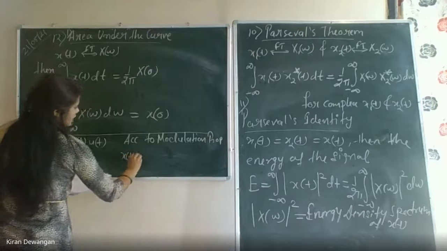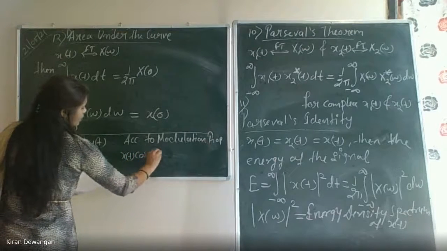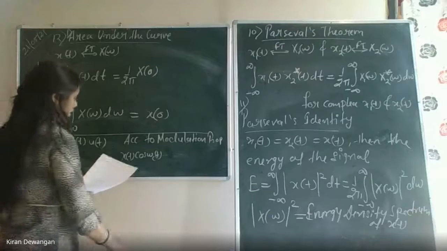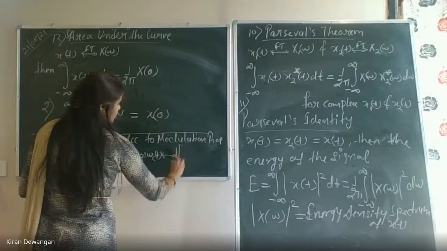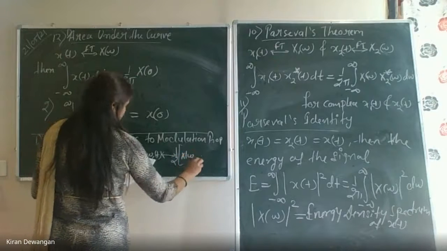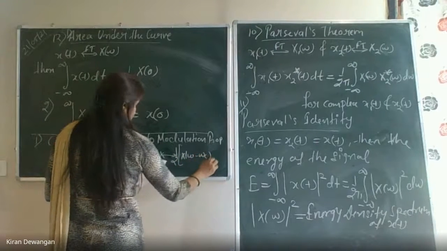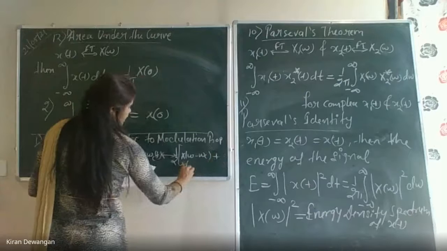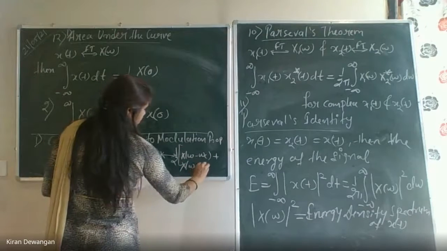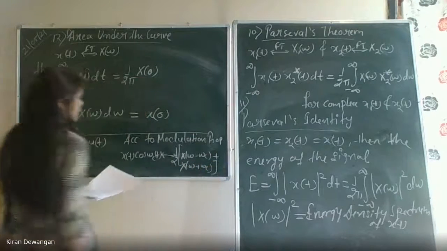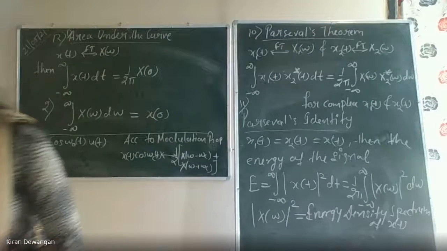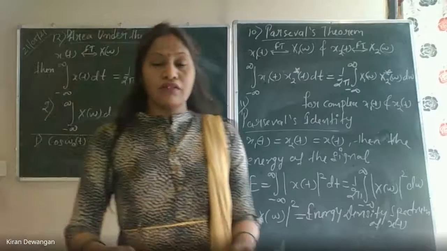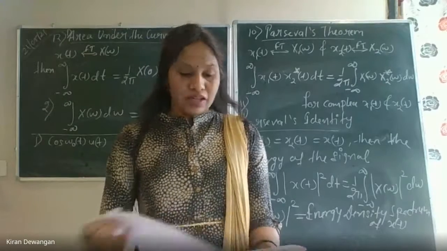x(t) into cos(omega c t), that we did in yesterday's class. Okay? Modulation property: this equals 1 by 2 times X(omega minus omega c) plus X(omega plus omega c). Have we done this property in yesterday's lecture? Have we done this property or not? Just reply fast, students.